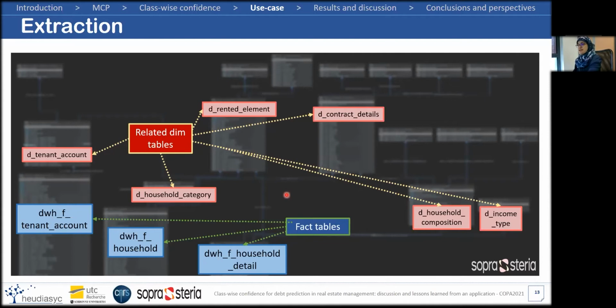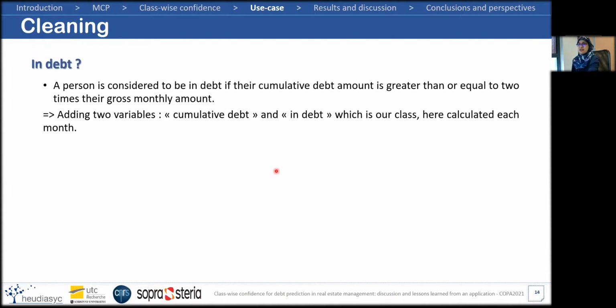Once this extraction is done, we still need to add some information related to how we define a person that is in debt. In this case, we took a definition from the French system, where a person is considered in debt if their cumulative debt amount is greater than 2 times their gross monthly amounts. So we calculate how much they paid each month, and we compare this with the monthly amount times 2.